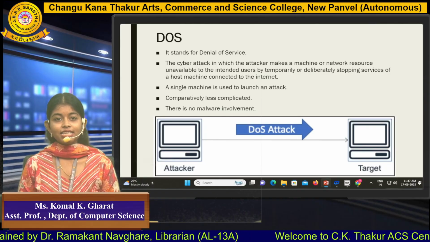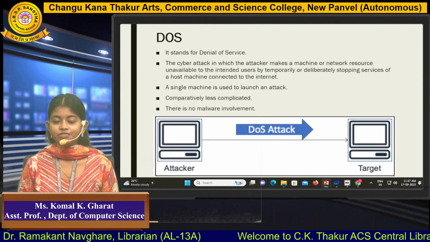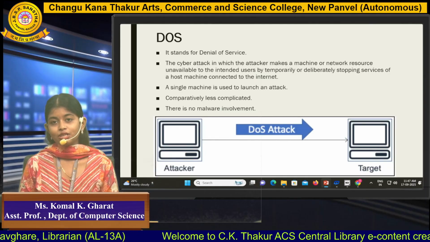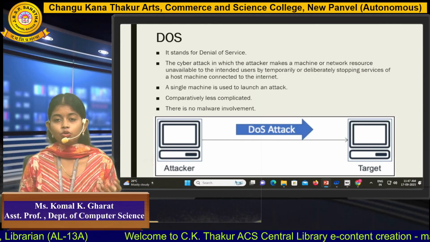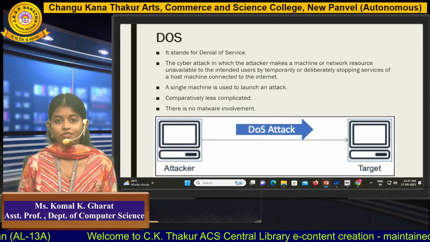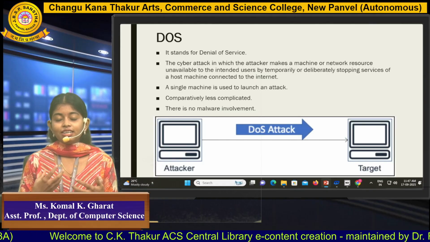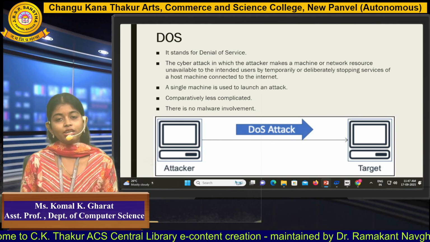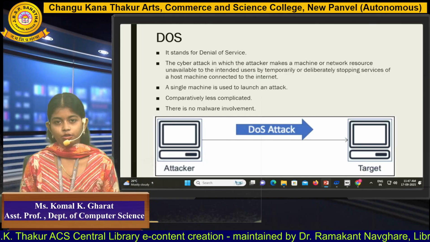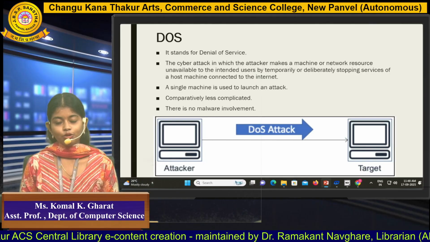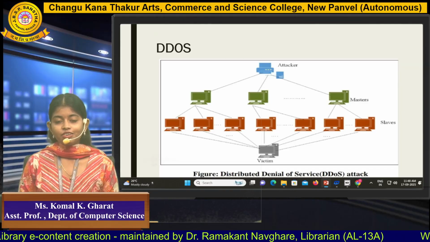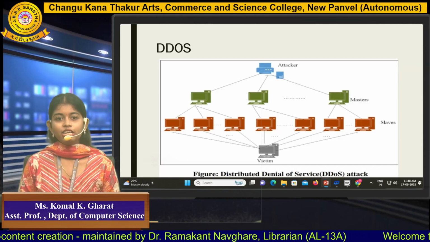In this there is no malware involvement. The attacker is only sending requests to the targeted machine. There is no involvement of any malware here, because this attack does not require any malware. Here only multiple requests are used. This is DOS.